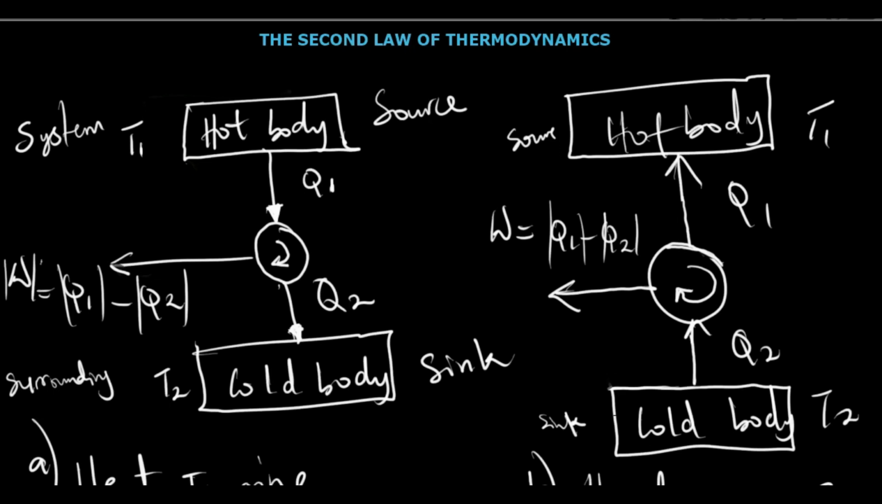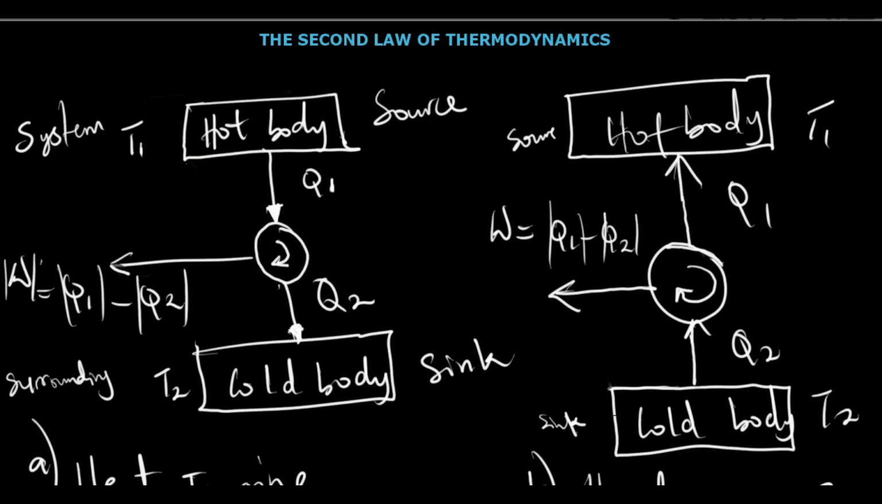So the heat that is channeled back to the cold body is extracted back again to the hot body, so that keeps it in a circle. That's why you call it a cycle.